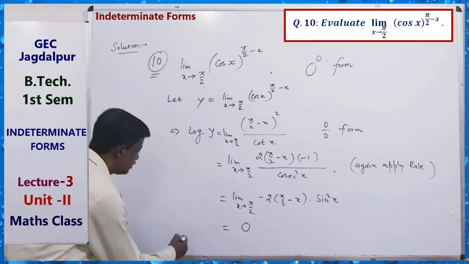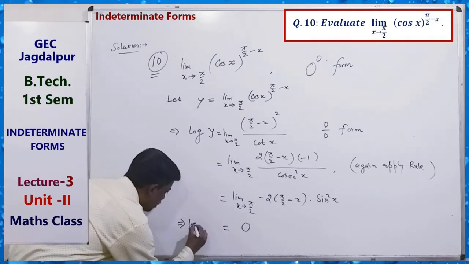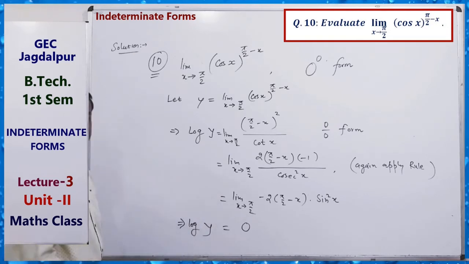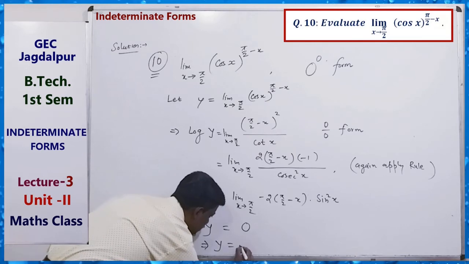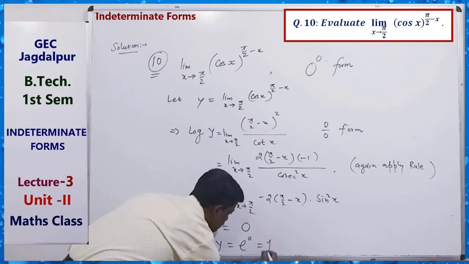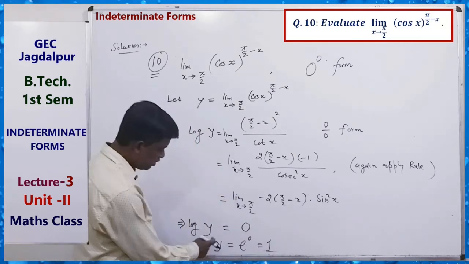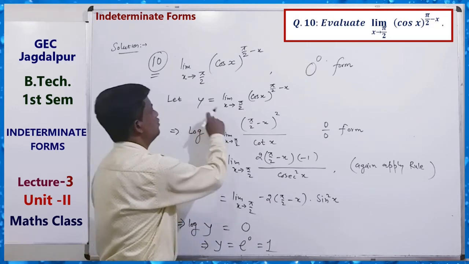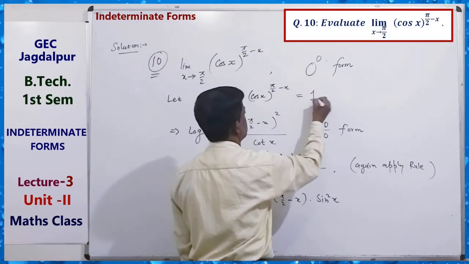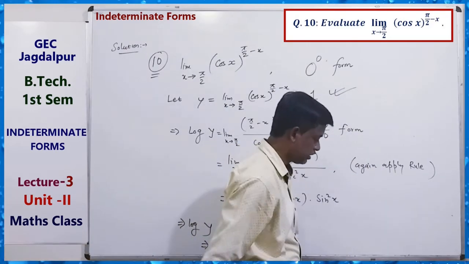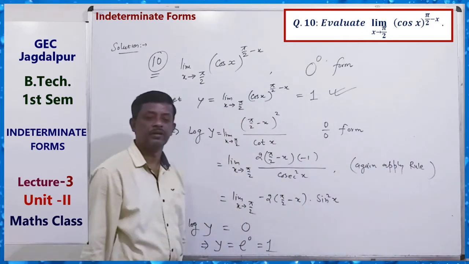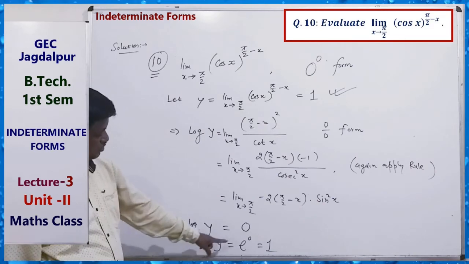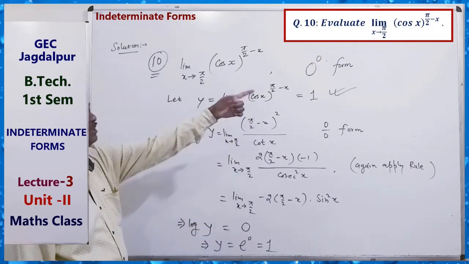Okay, so what we get? Log y equals to 0. So this implies y equals to what? e to the power 0 equals to 1. So y equals to e to the power 0, that is y equals to 1. Answer. That is, limit is 1.